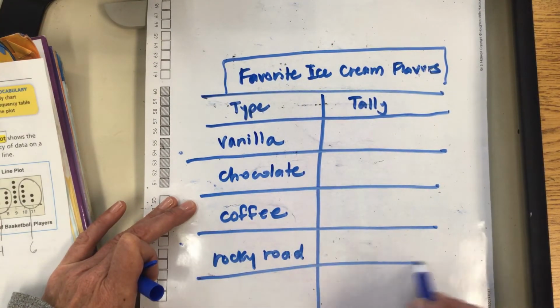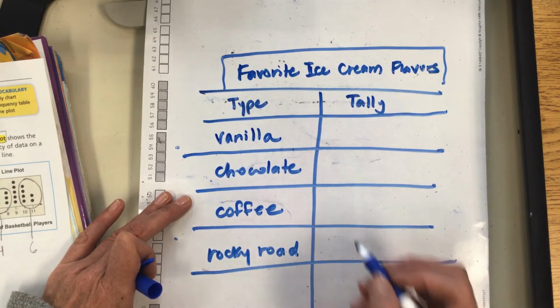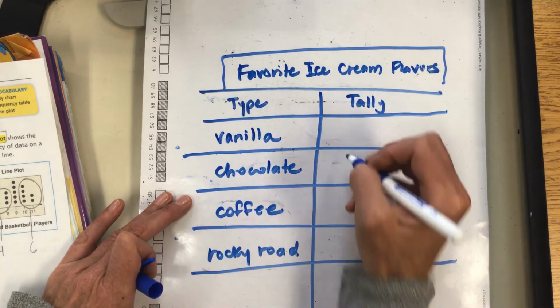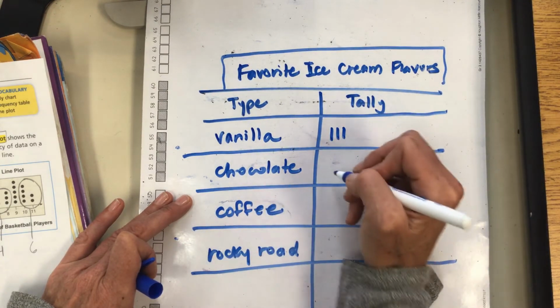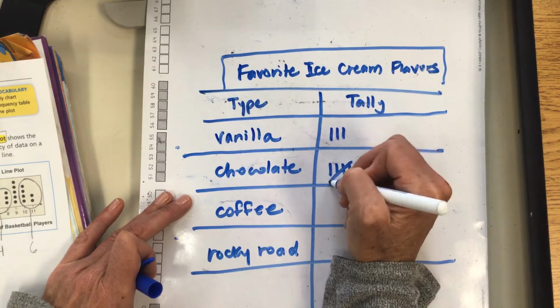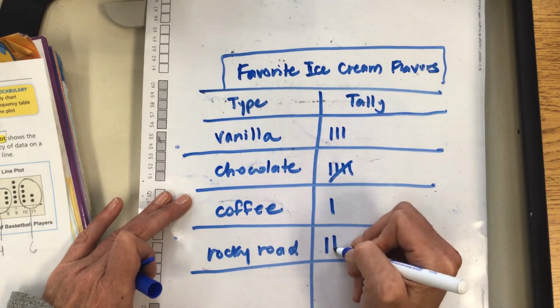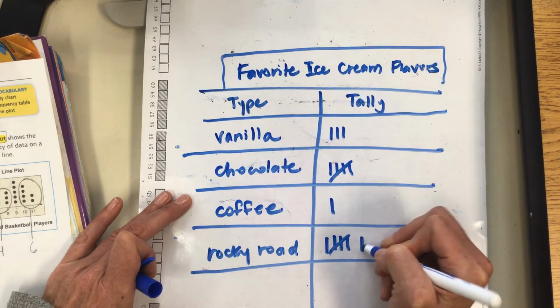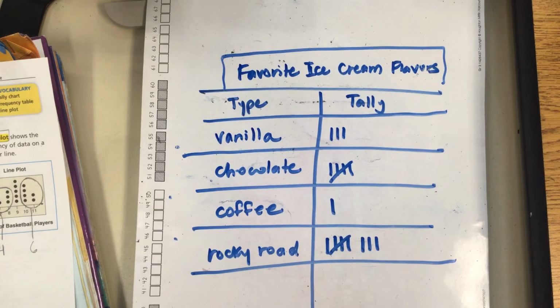What we did is I had the kids put their hands up. I said, you have to choose one of these and you can only vote once. How many kids like vanilla? Let's just say 3 kids put their hands up. How many like chocolate? Maybe 5 kids. Coffee, only 1. And Rocky Road, maybe 8 kids. Notice I'm putting them in bundles of 5. So that was my tally chart.